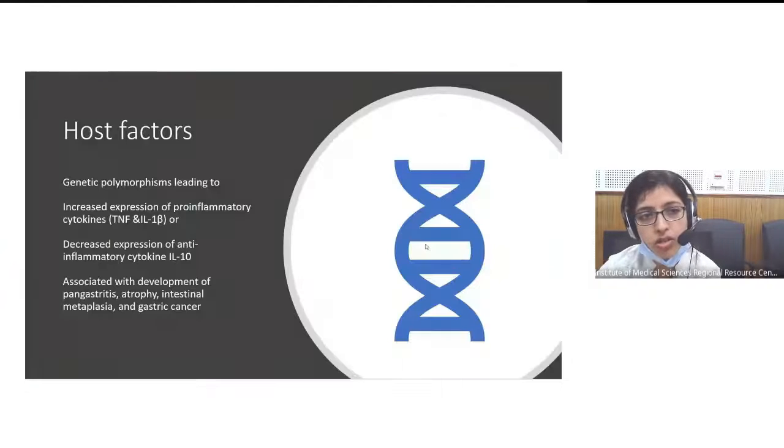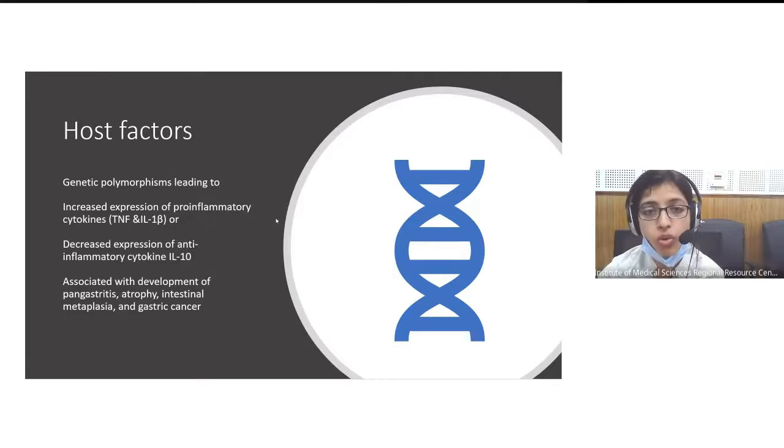Apart from this, there are also certain host factors that determine the outcome of Helicobacter pylori infection. So, host factors like genetic polymorphisms. There are genetic polymorphisms that lead to increased expression of pro-inflammatory cytokines like tumor necrosis factor and interleukin 1 beta, or they result in decreased expression of anti-inflammatory cytokines like interleukin 10. So, these kinds of polymorphisms basically result in an increase in inflammation, and so there is increased propensity for these patients to develop chronic gastritis.